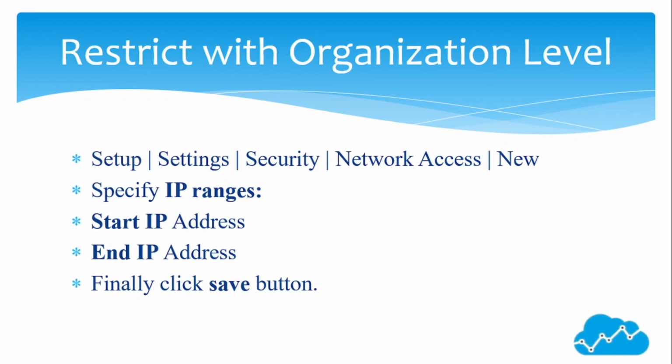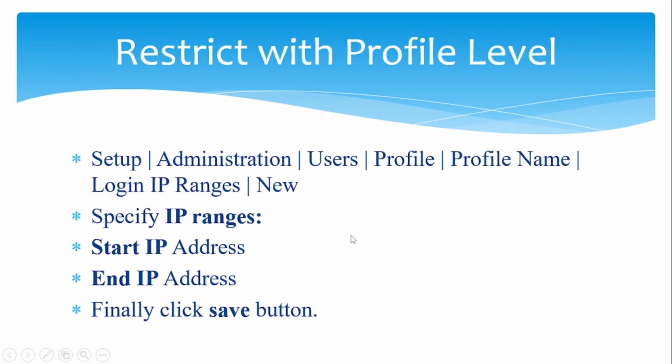Restrict with organization level: Setup, Settings, Security, Network Access, New. Specify IP ranges, start IP address, end IP address, finally click the save button. Restrict with profile level: Setup, Administration, Users, Profile, profile name, Login IP Ranges, New. Specify IP ranges, start IP address, end IP address, finally click the save button.